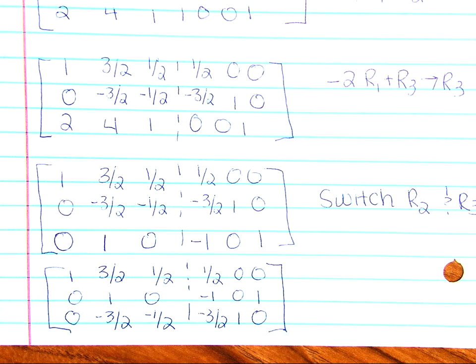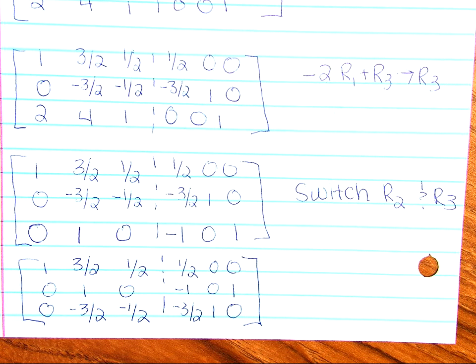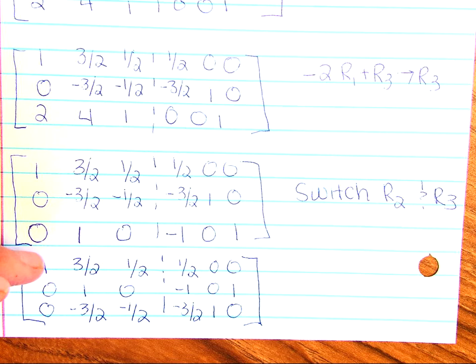So, how am I going to get zeros above it? Some of you might be tempted to say, well, let's add row 1 to row 3 and then make that my new row 3. But if you do that, then your entry in row 3 is going to become a 1, and we do not want that to happen. So what happens if I do row 3 plus row 1 and make that my new row 1?